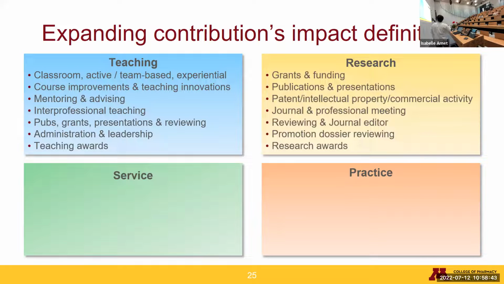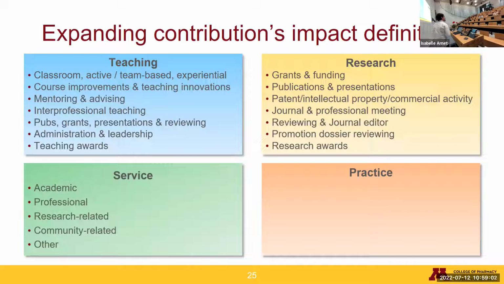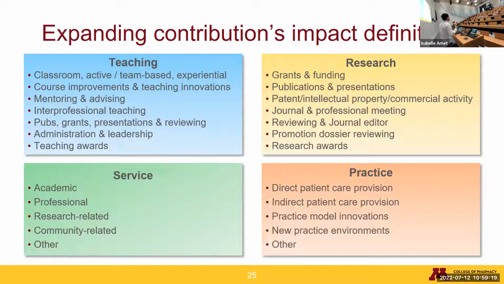As for research, there is grant funding, publications and presentations, also intellectual property through patents, serving as a journal editor or reviewer, and also obtaining research awards. As for service, there is academic service on institutional committees, but there is also professional service in organizations. You can serve on a committee of a pharmacy organization, and also you can do some service in the community. As for practice, there is direct patient care provision, indirect patient care, improving and creating new practice models, and also securing new practice environments for your students.